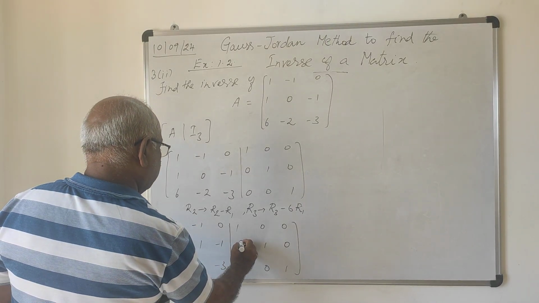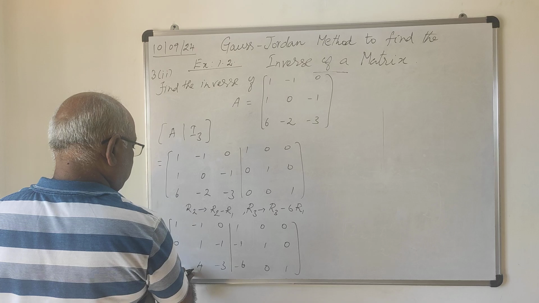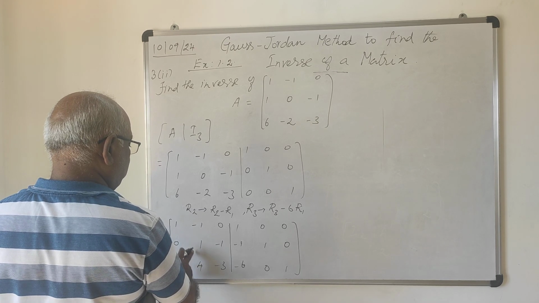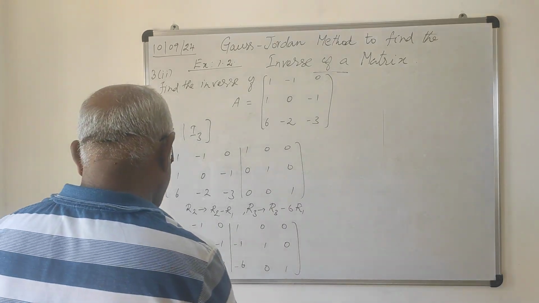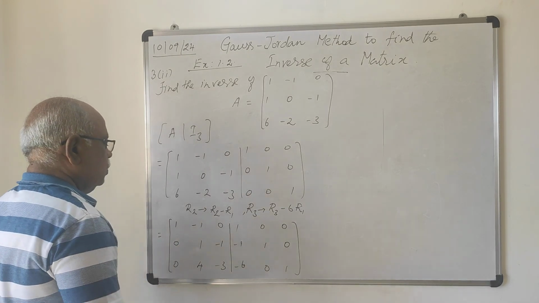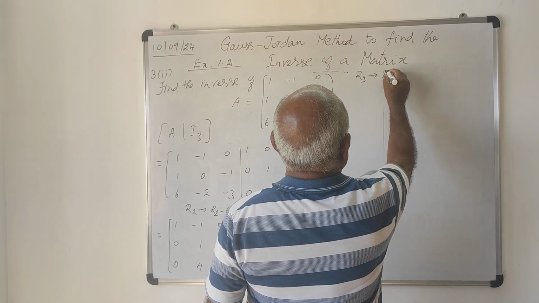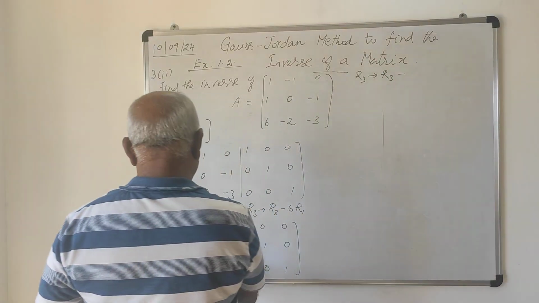Next, you have to convert this element to 0. For that, R3 is R3 minus 4 R2. With R3 minus 4 R2, this element becomes 0. So the next operation is R3 is R3 minus 4R2.